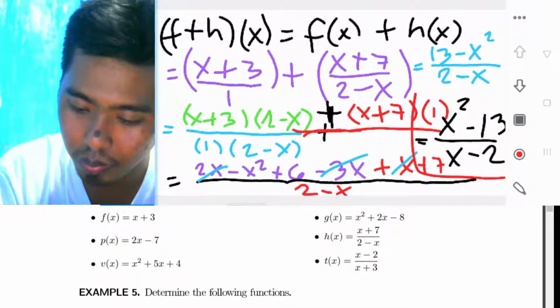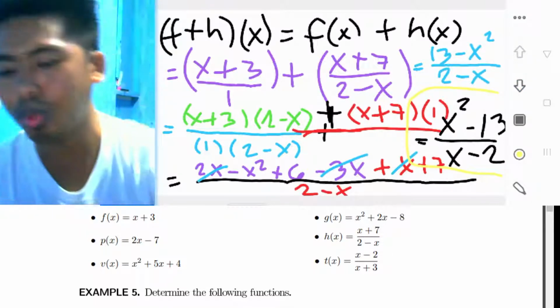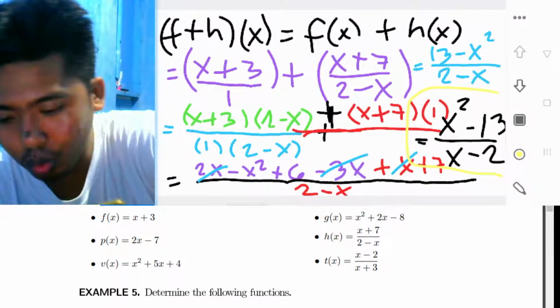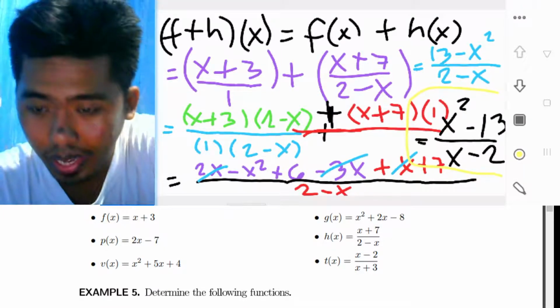That would be your final answer: x squared minus 13 all over x minus 2.